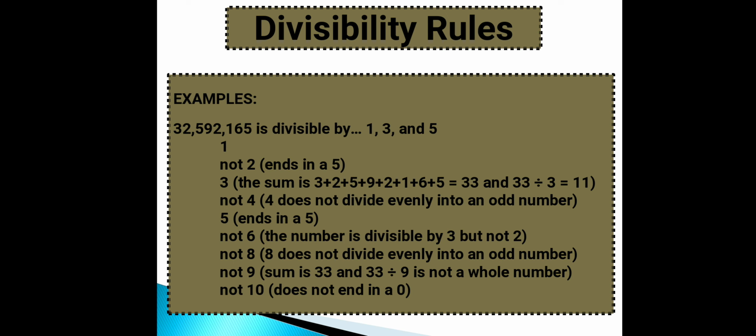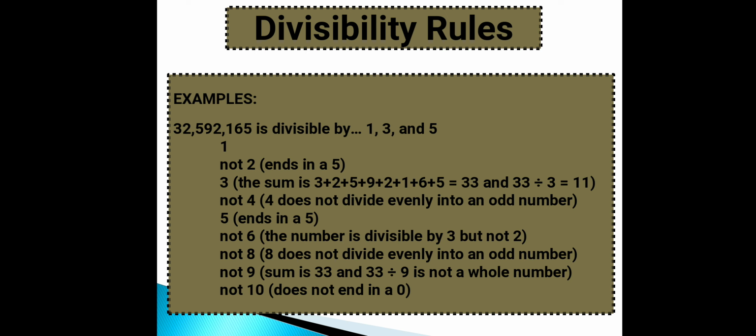32,592,165 is divisible by 1, 3, 5. 1 because any number is divisible by 1. Not 2 because 5 is an odd number. Not 0, 2, 4, not any number divisible by 2. It is divisible by 3 because of its digit sum.